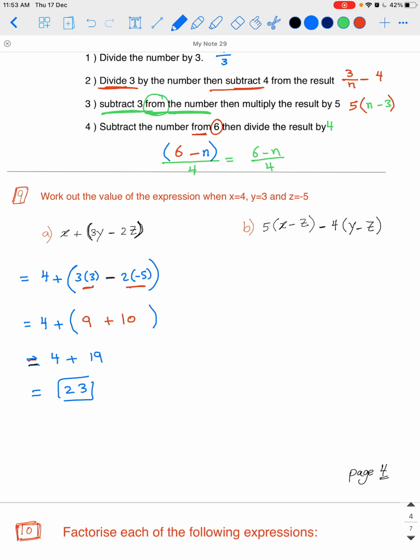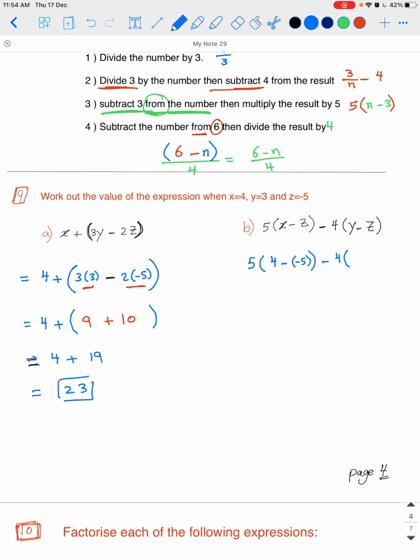That's it. Let's go for the next one also. Here, 5, let's expand 5 multiply x and the 5 multiply. And instead of expanding, you can substitute directly. So you can expand and you can substitute directly. Let's substitute directly. I think it's better here. So 5, open bracket, x is what? Is 4. Minus z. Z is what? Z is negative 5.